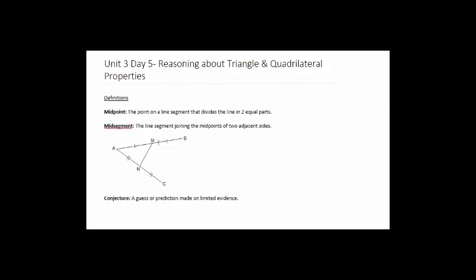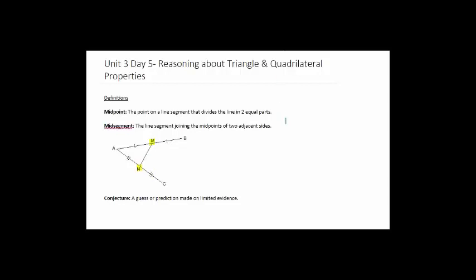On this diagram here, you can see that M is the midpoint of line AB because it's the point on the line segment that divides the line into equal parts. Likewise, N is the midpoint of line AC because you can see it's the halfway point. It divides into two equal parts.